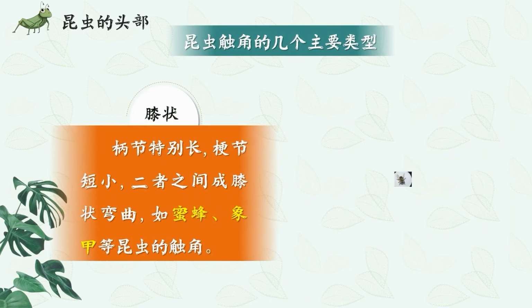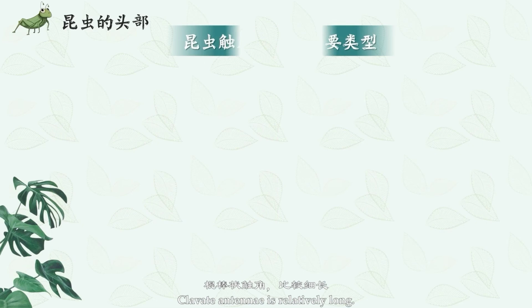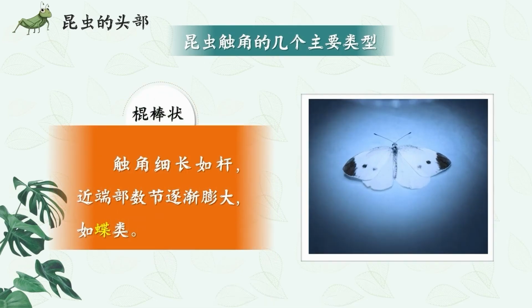Geniculate antenna, with an extra long scape and short pedicel, with a geniculate bend between them. Clavate antenna is relatively long. It is similar in shape to filiform antenna. It has a few segments at the distal end, gradually swelled like a club.